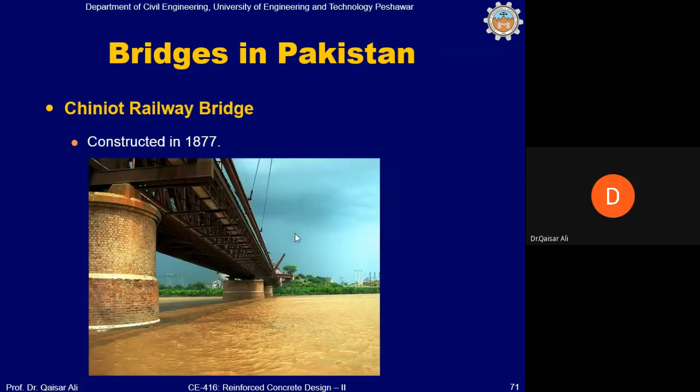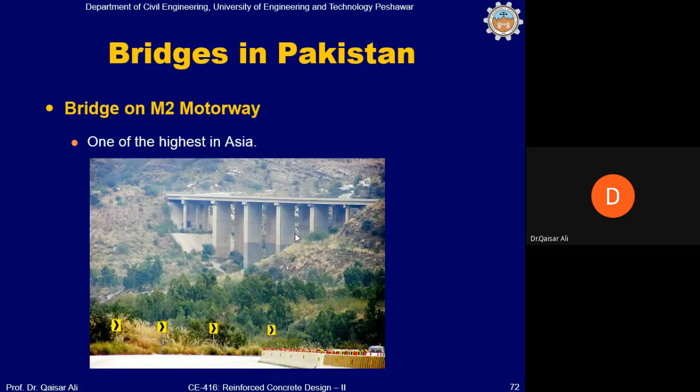The new railway bridge, this was constructed in 1877. It's one of the highest bridges in Asia, on the M2 motorway.